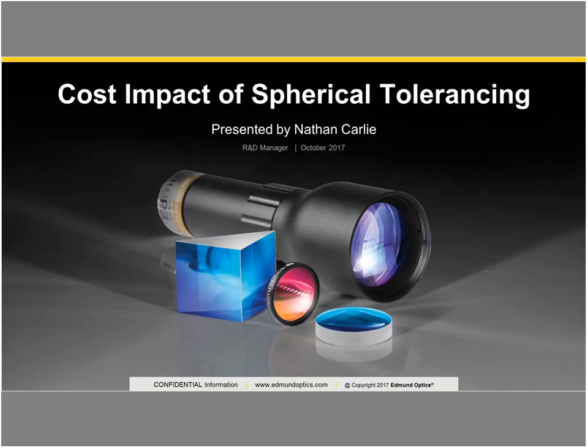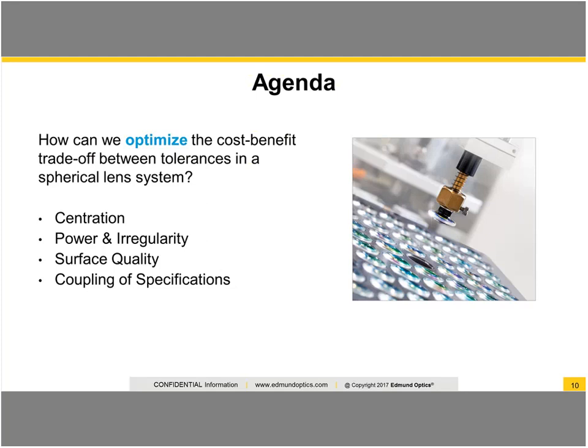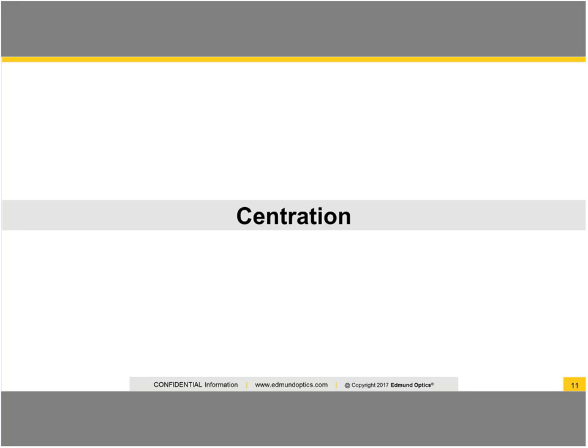Thanks very much for the introduction. So today, as you heard, we'll be talking about the cost impacts of spherical lens tolerancing. We'll be going through how you optimize the cost-benefit trade-offs between the tolerances in the lenses and in the overall system. We'll look at centration, power and irregularity, surface quality, and the coupling of those specifications together into the overall system. So first, we'll start with centration.